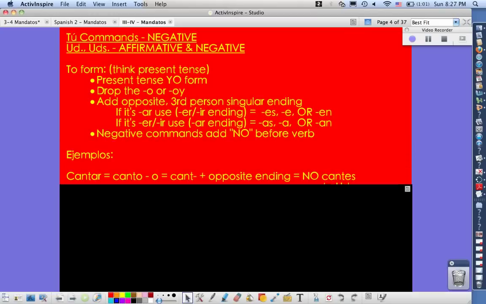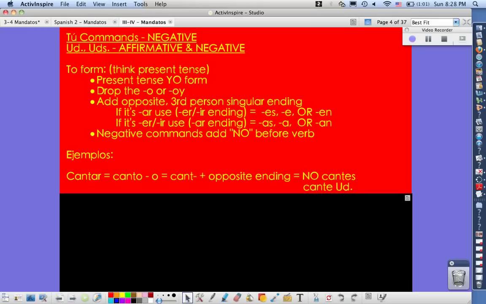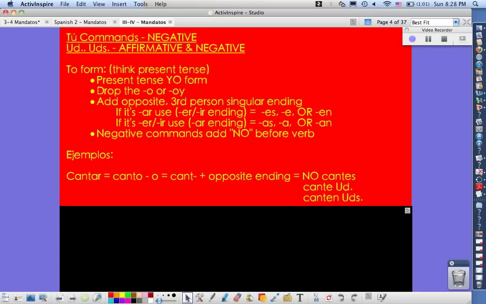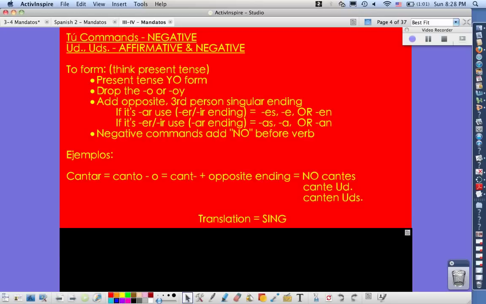For example, take the verb cantar. Take it to the yo form, you end up with canto. Drop the O, leaving you with cant. Add your opposite ending. So you could say no cantes, cante usted, or no cante, canten ustedes, meaning sing or don't sing. No cantes, don't sing.